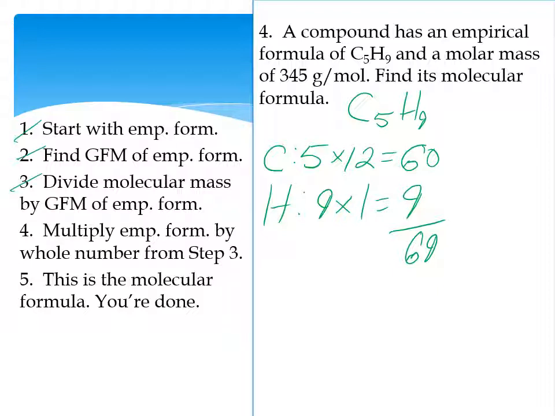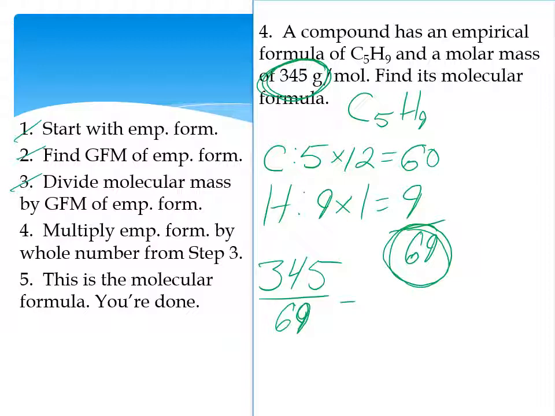So we're going to divide the molecular mass that we are told up here, which is 345, that's what the big version weighs, by the GFM of the empirical formula, that's this 69 right here, that the small version weighs. So we do 345 divided by 69. That's the big version divided by the little version. The big bowl of mashed potatoes divided by the single potato. And 345 divided by 69 will come out to 5. So that means our final molecule, our actual molecular formula, will be 5 times larger, 5 times heavier than up here the C5H9, which we now know has a molecular mass of 69.